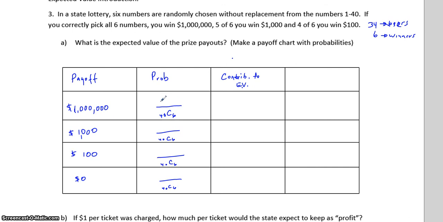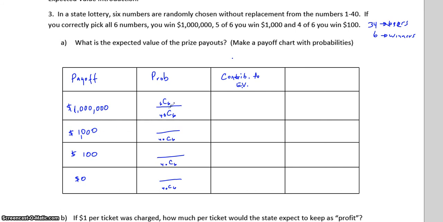So this first one here is, well, in order to win the $1 million prize, we have to correctly pick all 6 numbers. So there's 6 winning numbers. The only way to do that is to choose 6 from the group of 6, and that's going to be a 1. So it's basically 1 out of 40C6. One way to win the $1 million prize.